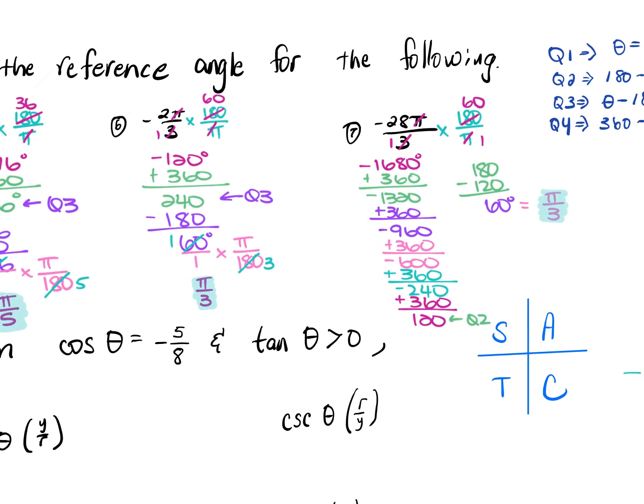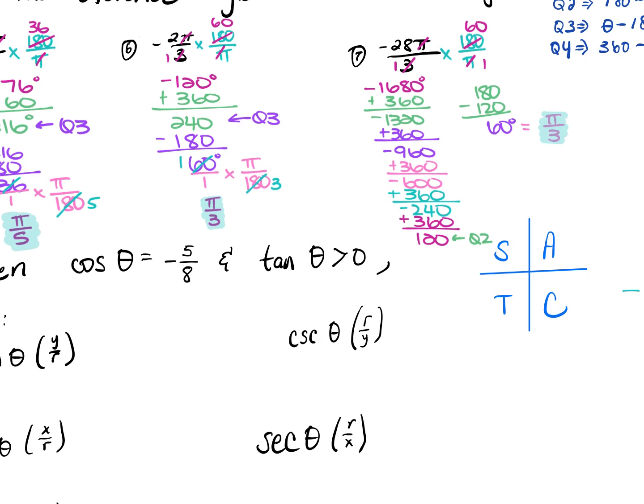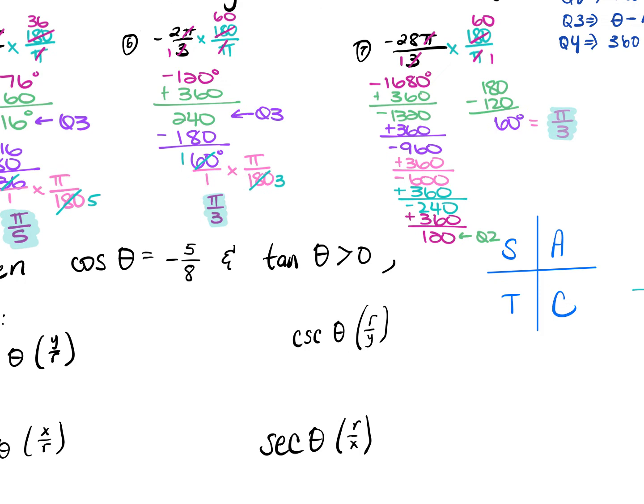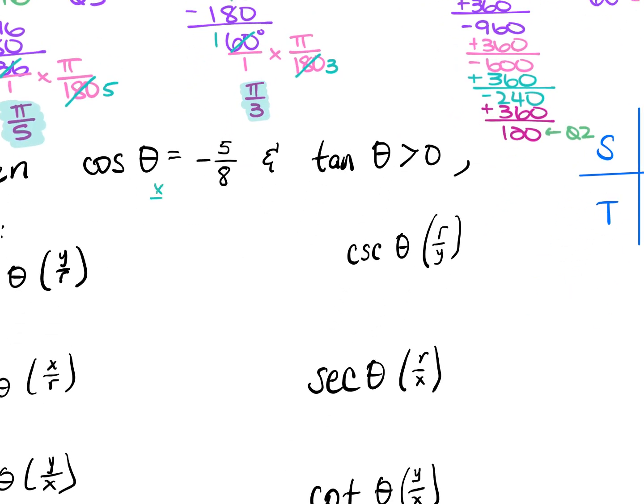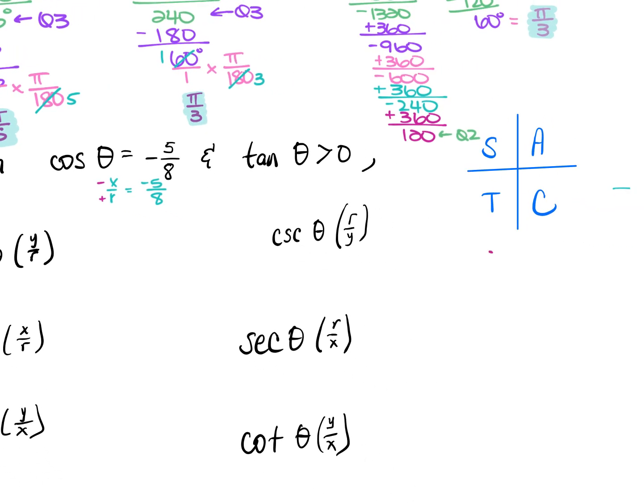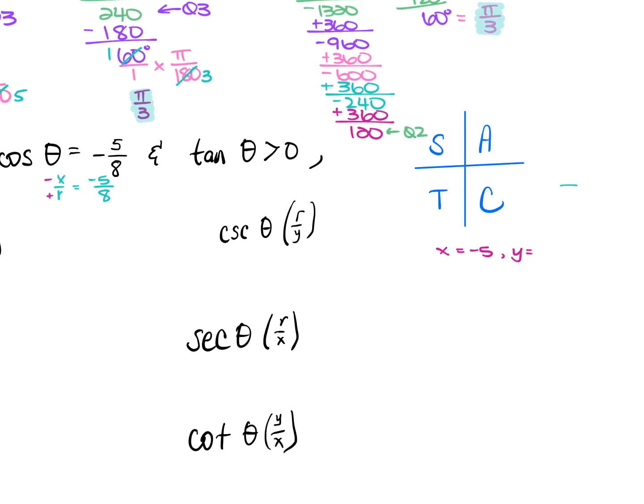For number 8, you are given that cosine theta is equal to negative 5 over 8. The tangent of theta, the same theta, is greater than 0. Cosine is x over r. So if this x over r is equal to negative 5 over 8, the r is always going to be positive. The x is going to be the one that's the negative. So that negative goes with the 5. So x is negative 5. Your r is positive 8. X equals negative 5. Y, you don't know yet, but the r is equal to 8.